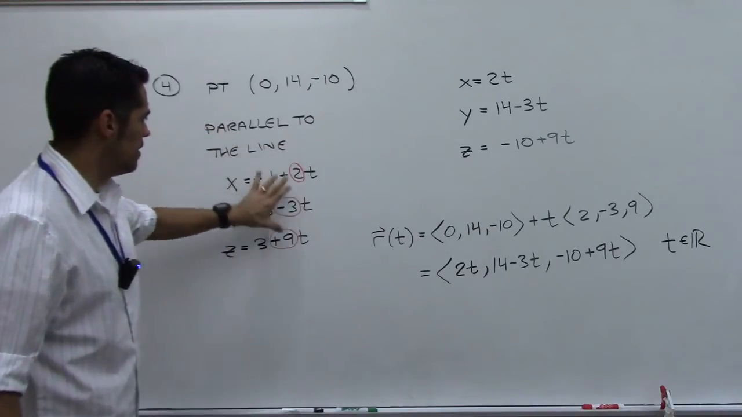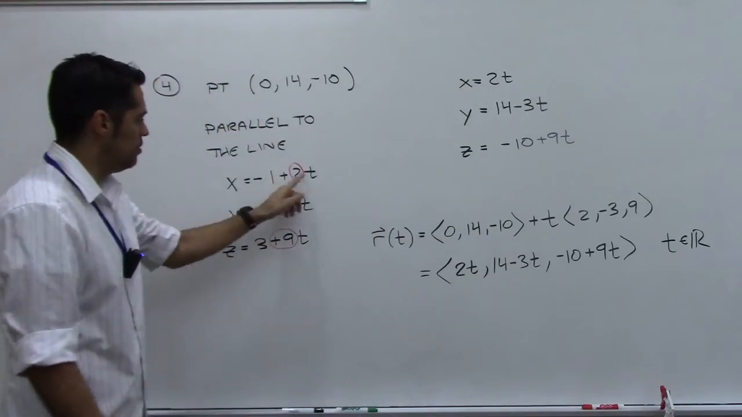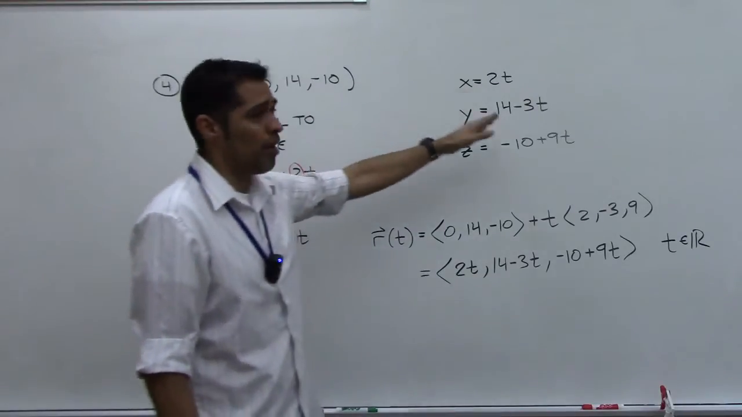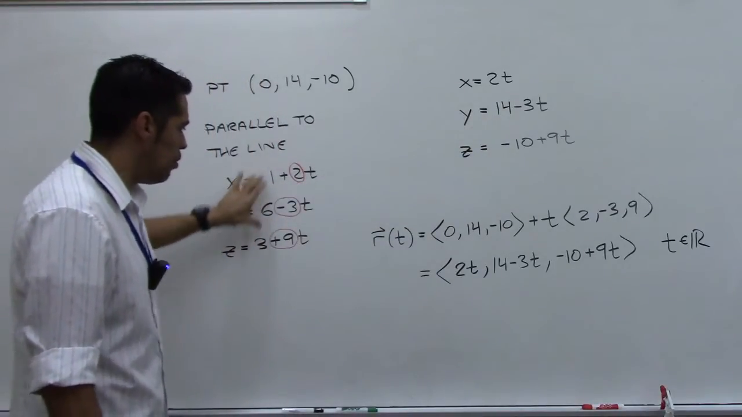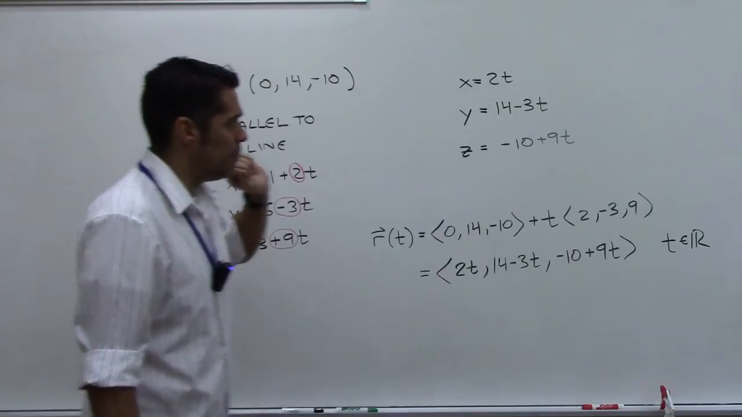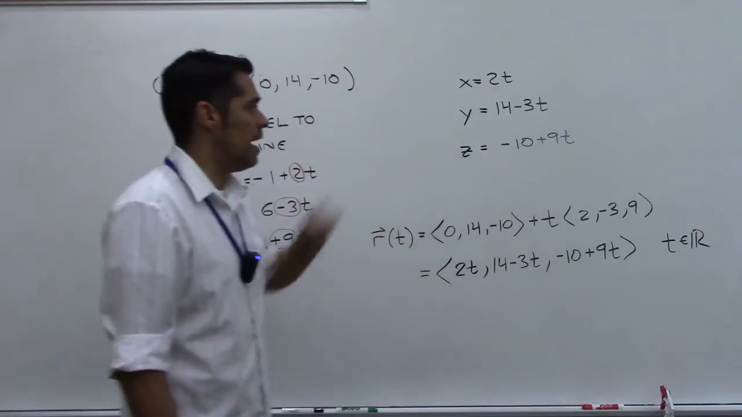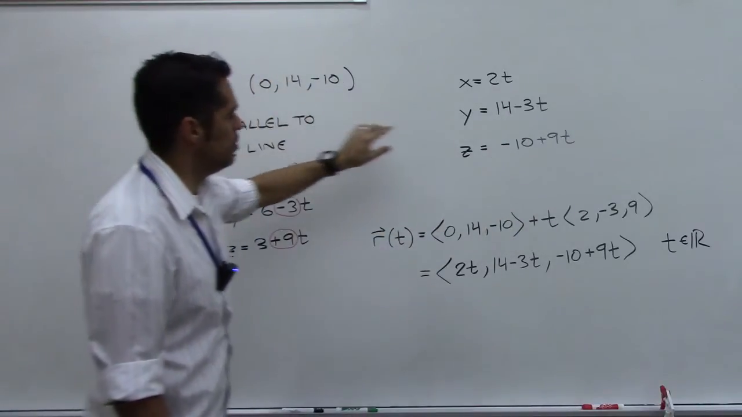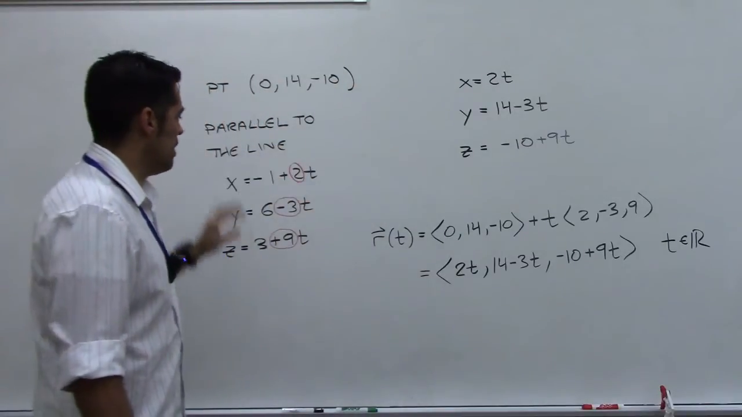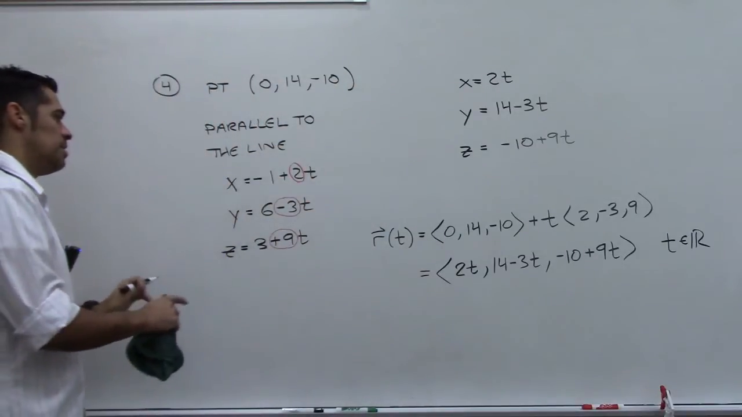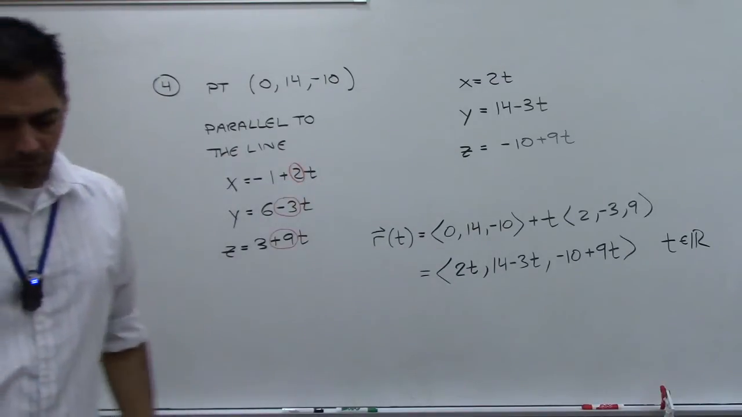Notice that this line and this line, two different lines, they have something in common, right? They have the 2t, negative 3t, and 9t. That's because they're parallel. The only difference is this negative 1, 6, 3, that's a point that lives on this line, and that point does not necessarily live on this line. So 2, 14, negative 10 lives on that line, which, I'm sorry, not 2. There's a 0 next to this. 0, 14, negative 10 lives on that line. And that point does not live here. So you can see that these are two different lines. They're just pointed in the same direction.